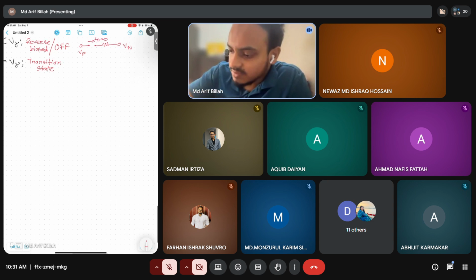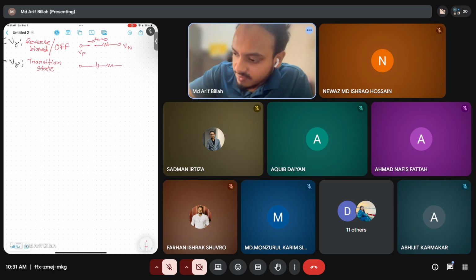What happens in the transition state? Transition state, we still have a voltage for the diode model. Diode জন্য এই ভোল্টেজটা আছে, and this is V gamma, Vp, Vn. But because it's equal, এখানের Vp minus Vn এর যেটুক voltage আছে, it's equal to V gamma.